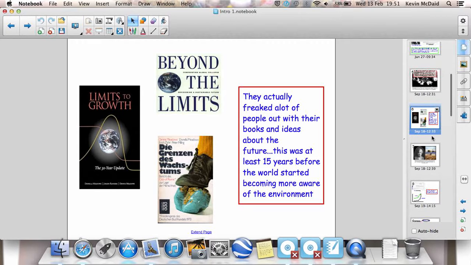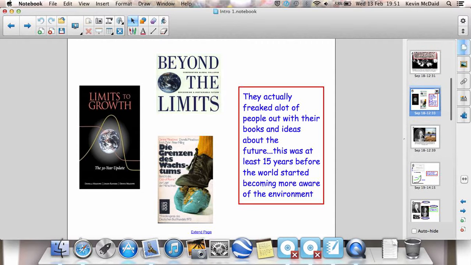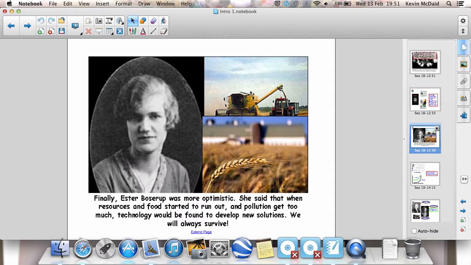But all these men saying that we're all doomed, balanced out by, of course, a woman. This is Esther Boserup, a Swedish scientist, who said that we have absolutely no need to worry. It's fine because human ingenuity will always win out. She trusted that the human brain and the human capacity to improve itself will always tackle any problems that we might face in the future to do with resources. She always said that it's fine. Technology will always find a way. We'll invent a way of getting ourselves out of problems.